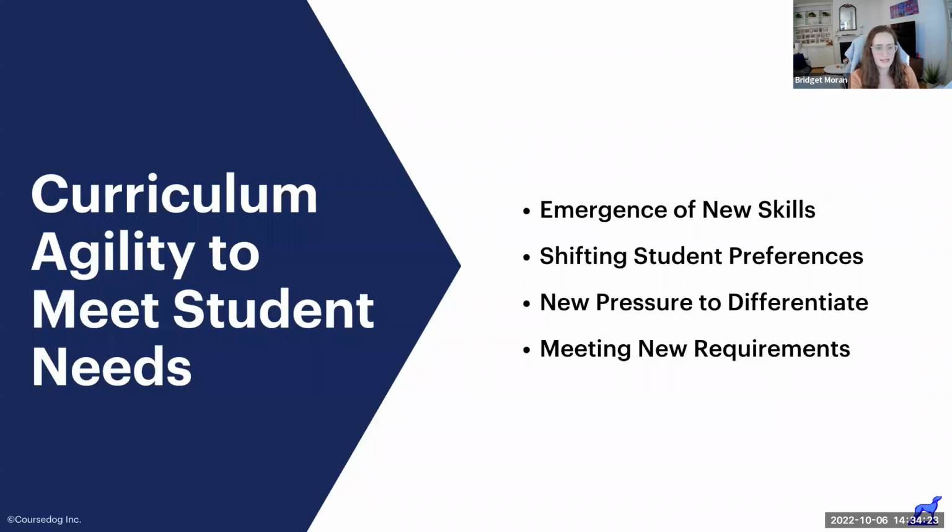So for our last section today, we're going to finish out by looking at some of the factors that are making it even more critical for institutions to be able to keep their curriculum relevant to the needs of students and employers. We'll look at the pace that skills are changing in the labor market, how student preferences are changing, and new pressures that institutions face when it comes to their curricula. And finally, we'll look at how new curriculum requirements play into all of this.